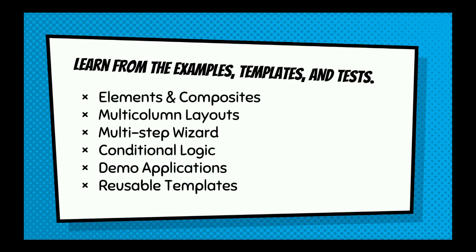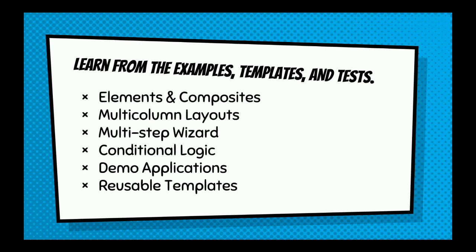And the examples that I'm going to walk you through are you got to look at the elements in the composites. Multi-column layouts are really an important thing to get familiar with. Multi-step form wizard, conditional logic, and I'm even introducing a concept of demo applications, which is basically getting a set of forms working together to build a complex application process. So it's like an example, but it's a rich example where it's more than just one form. And I'll show that to you, and I think it'll make perfect sense once you see it.